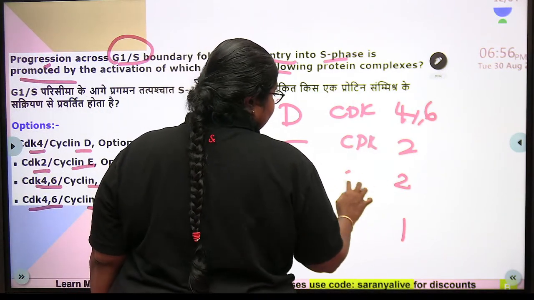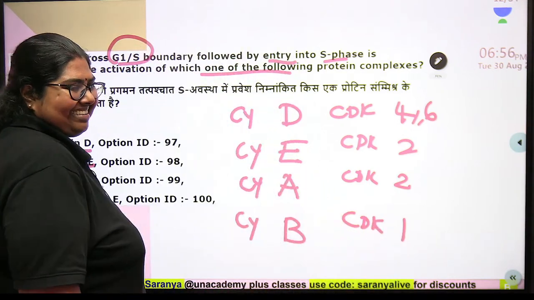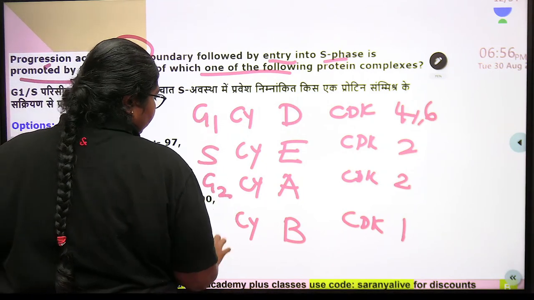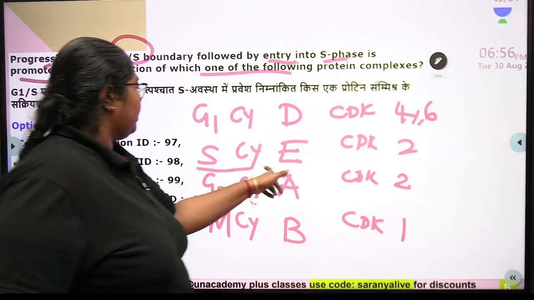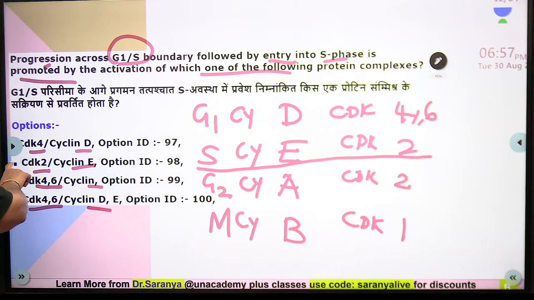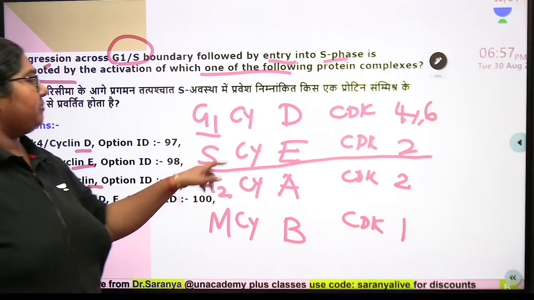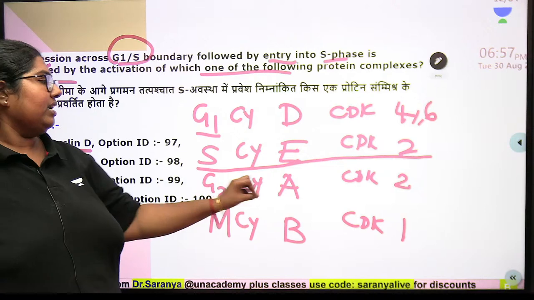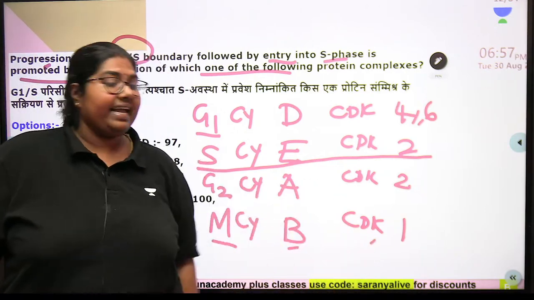So D, E, A, B with 4,6,2,2,1. Please remember this. Many times you could have seen it in the plus class. This is going to be your G1, S, G2, M. In this question they are asking about the S phase, so S phase is cyclin E and CDK2. Very direct, no? If they had asked for the G1 phase, it should have been cyclin D and then CDK4 and 6. If it is G2, it is cyclin A2. And if it is mitotic, it is cyclin B and CDK1.